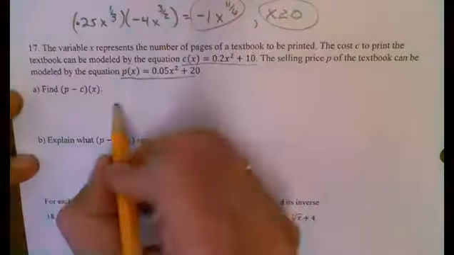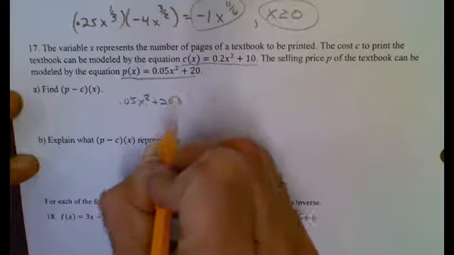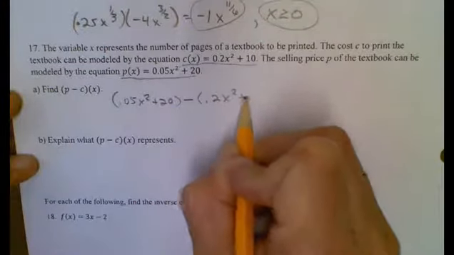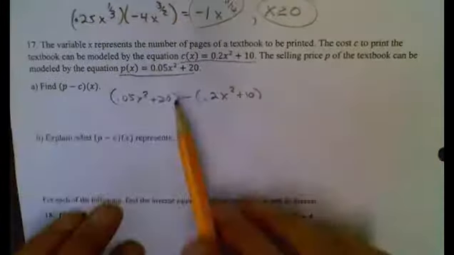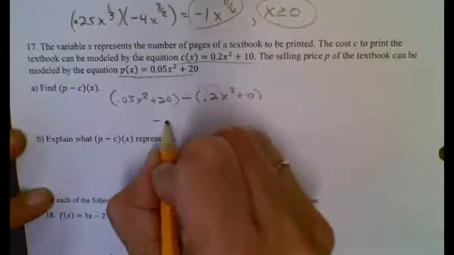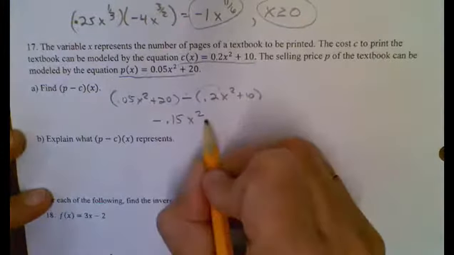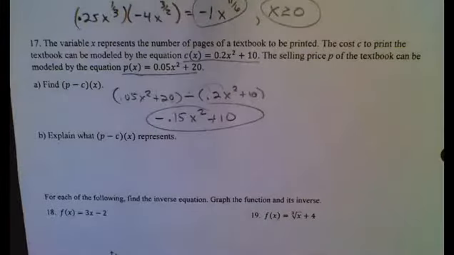So you're going to take P, which is 0.05x squared plus 20, and you're going to subtract C, which is 0.2x squared plus 10. So all you're doing is subtracting those. Just be careful that you're subtracting both of those. So when you take 0.05 and subtract a 0.2, you get negative 0.15x squared, and then 20 minus 10 is a plus 10. So that's all that piece is asking for, is for you to subtract them.